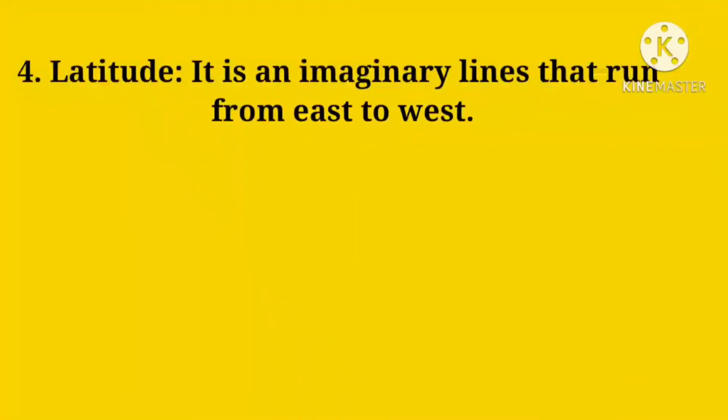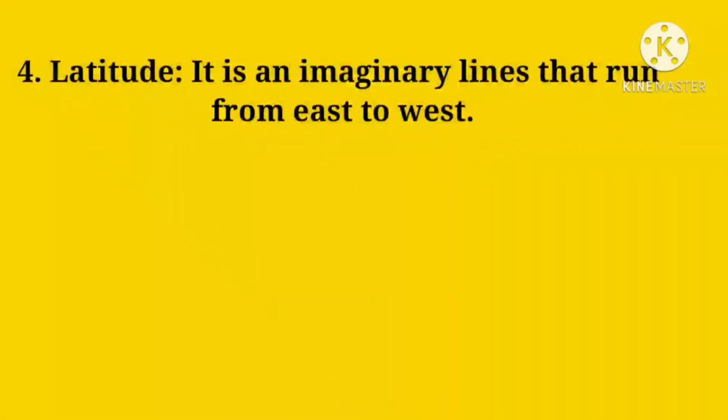Now, see our fourth one. Our fourth one is latitude. It is an imaginary line that runs from east to west. So, what is latitude? When we draw an imaginary line, from where to where? East to west. So, that is latitude.